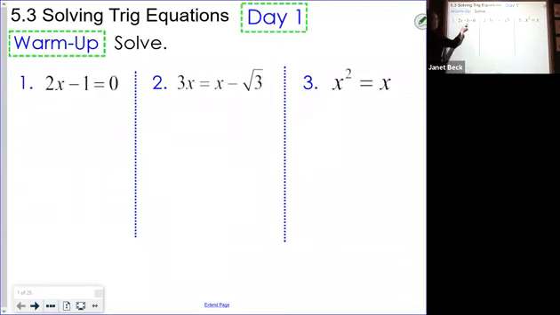To solve for x in this equation, you're just going to add 1 to both sides. So you've got 2x equals 1. And then you'd simply divide by 2, and you get x is a half.